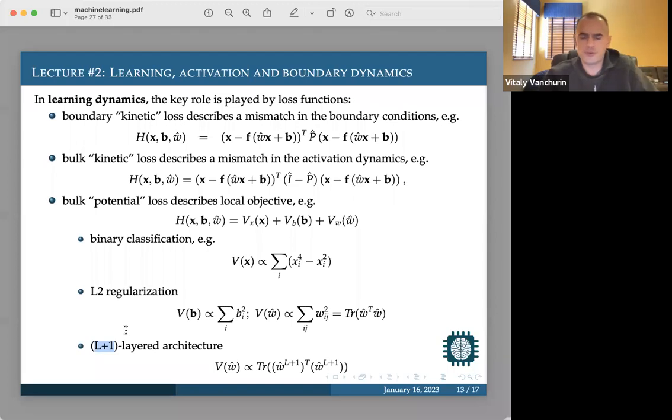This is just notation for the slides that follow. There's nothing deep in there. And we discussed that a term like this would be beneficial. Why? Well, it will make sure that the weight matrix raised to the L plus 1 power is as close to the 0 matrix as possible.